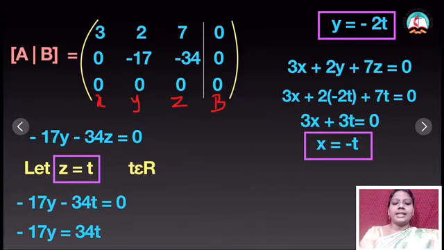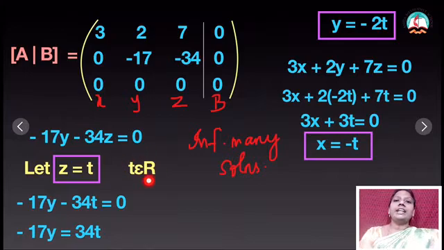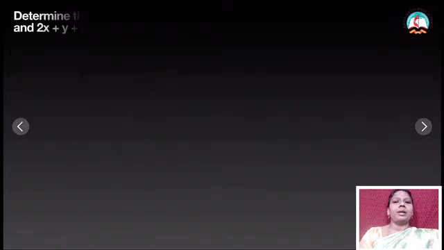Therefore, we will get infinitely many solutions, because for every value of t, we can get a different solution. Therefore, infinitely many solutions. So, these kinds of problems are called non-trivial solutions. Okay. Yes. Now, we move on to another problem.